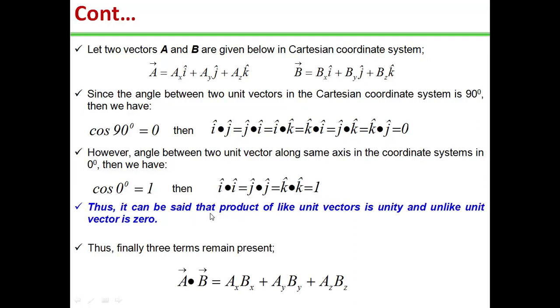Thus it can be said that the product of like unit vectors is unity and of unlike unit vectors is 0. So finally for this we will get a dot b is equal to ax bx plus ay by plus az bz, because the rest of the components will be 0, because the angle between the other components will be 90 degrees, so cos 90 will be 0. That's why the rest of the components will provide the 0 value.